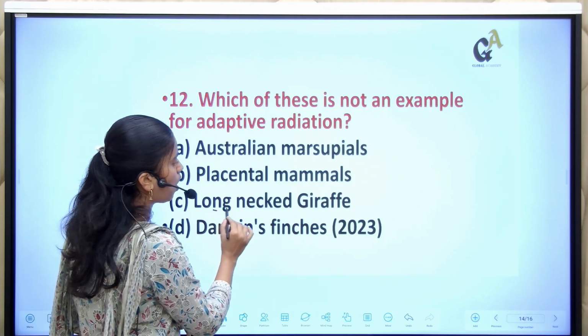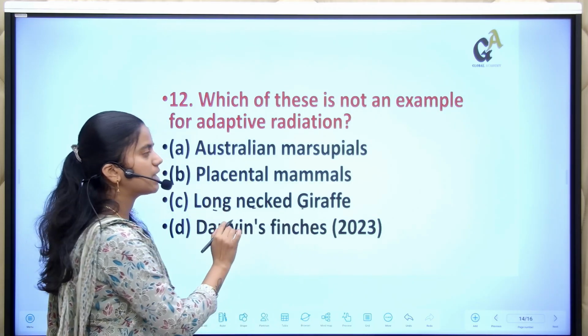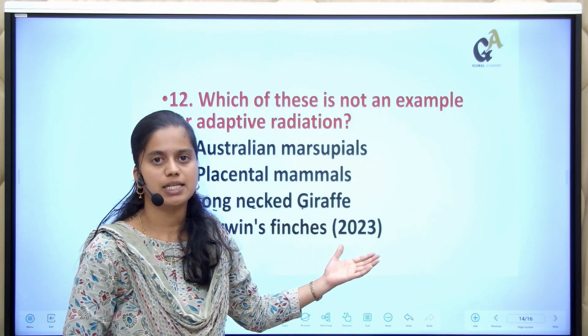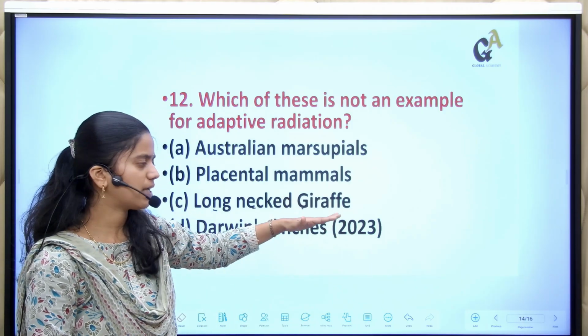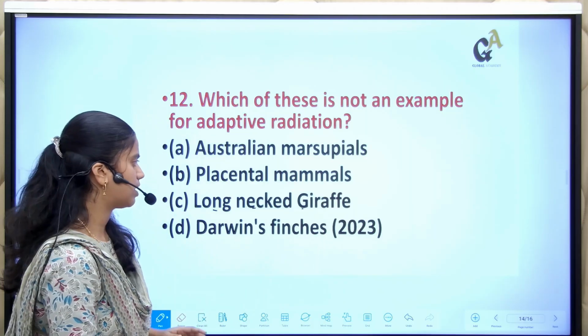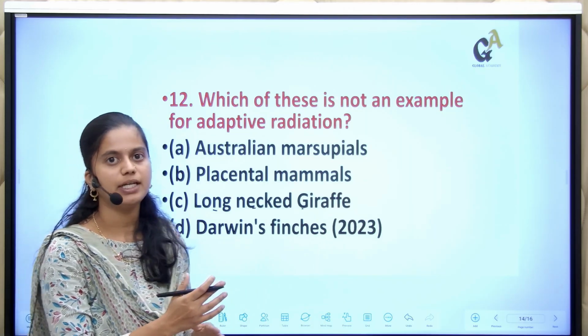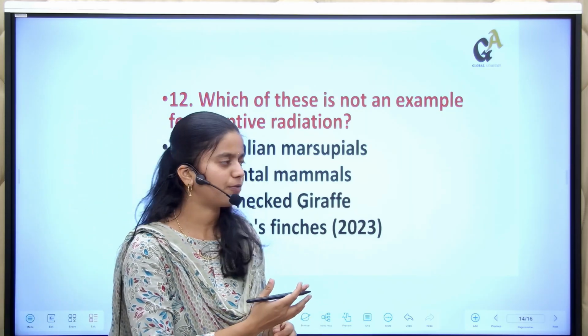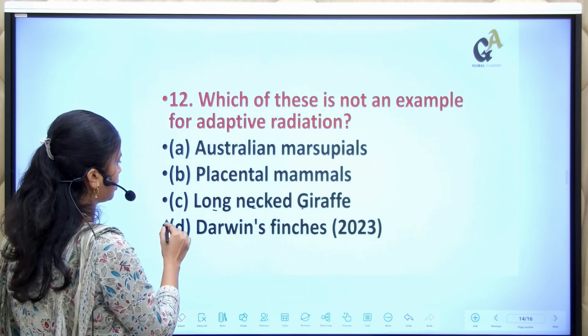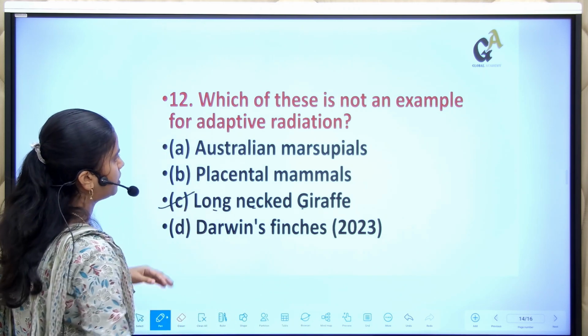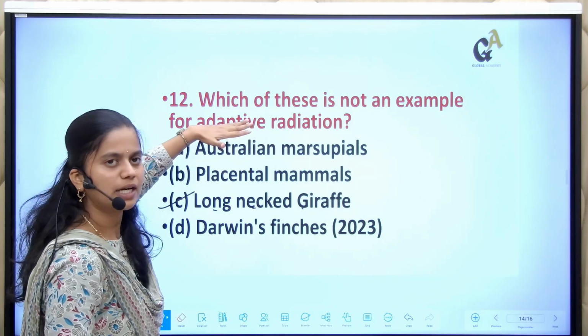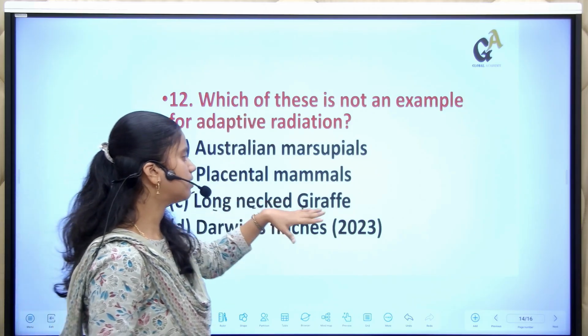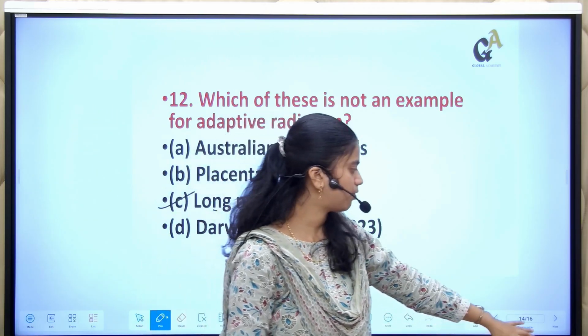Option C, that is the long-necked giraffe, is an example of directional selection. You can see the neck of the giraffe, right? That is why they have given it as an example of directional selection. So here, what is not an example of adaptive radiation is the long-necked giraffe.